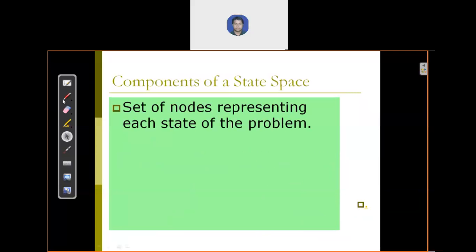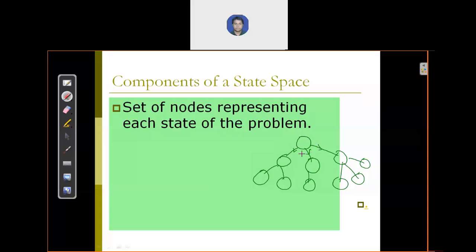Let me write here. This is one state space. These are the nodes. A node is nothing but one state of your problem, and this arc shows the legal move by which we can change the state from one state to another state. This arc shows one legal move, and this node shows a state of your problem.